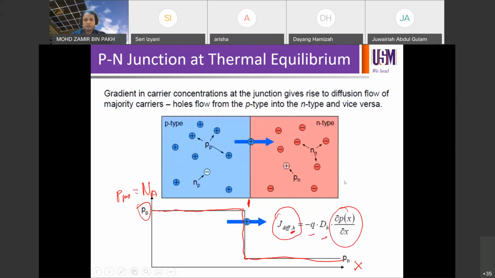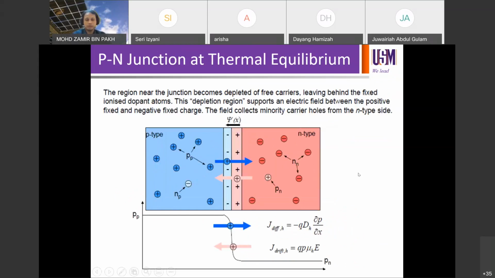So the depletion region here, Haziq, you asked about this depletion region. The depletion region refers to this central region near the border of P and N, right? This is the region where the carriers are depleted. You can imagine that most of the carriers that are diffusing into the neighboring region come from the central region near the junction, right? So that's why that region becomes a depletion region. The junction becomes depleted of free carriers, therefore it's called the depletion region, leaving behind fixed ionized dopant atoms, right?